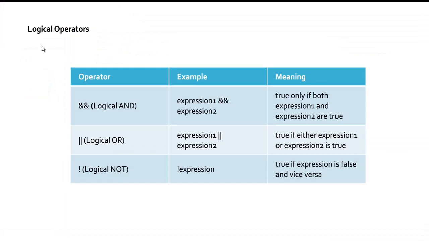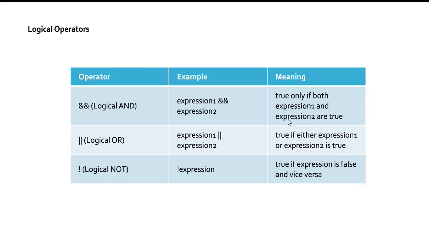Now let us talk about logical operators. Logical and, logical or, and logical not. These are the three logical operators. How does it work? Suppose we have two variables given. I want to check using logical and. This is the ampersand sign which is used to check that. Say expression 1 and expression 2. What happens in this case is it prints true if both expression 1 and expression 2 are true.